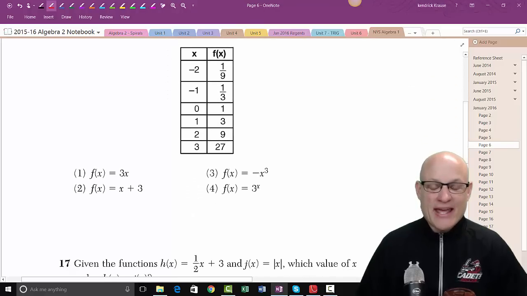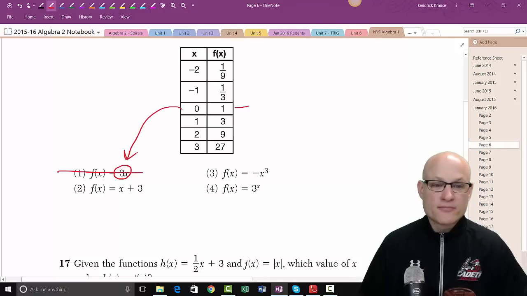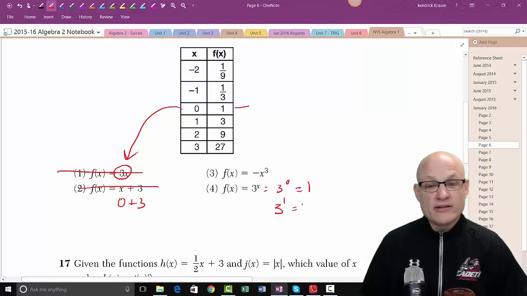The easiest way to handle this is, quite frankly, just to go over to the calculator and check these. But I'm going to get rid of a couple of them. 3 times 0, remember we're plugging these in. 3 times 0 is not 1. 0 plus 3 is not 1. Negative 0 cubed is not 1. 3 to the 0 power is in fact 1. 3 to the 1 power is in fact 3. 3 squared is in fact 9. And 3 cubed is in fact 27.